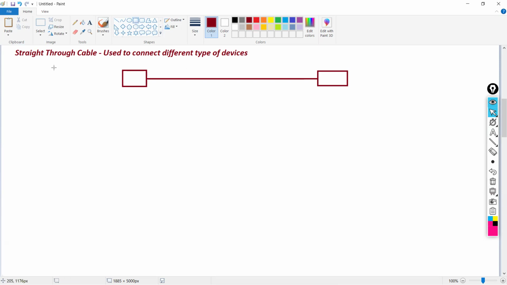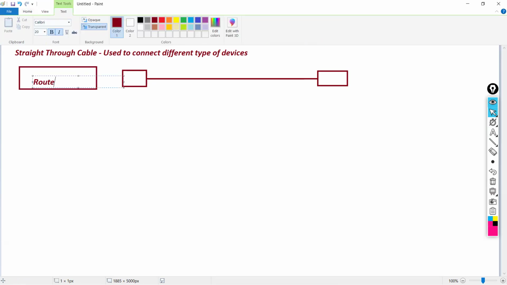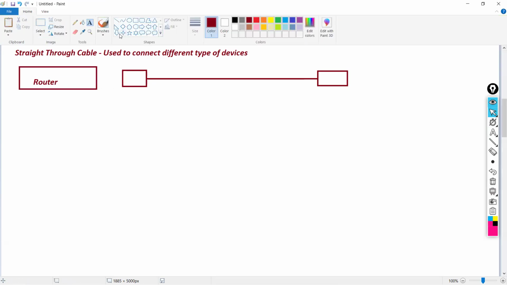And these connectors of the cable will be connected into your devices, whether it is a switch or a router. Consider this is a router, and on this side I'll be using a switch. Different type of device.